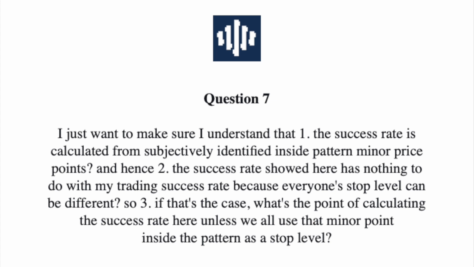And hence the success rate shown here has nothing to do with my trading success rate, because everyone's stop level can be different. Yes, that's true. So that's why I categorize them into type 1 and type 2 breakouts. For type 1 and type 2 breakouts, if you're using very tight stop losses just below the chart pattern boundaries, you can take that as the possible pattern breakout success rate, because even if you're using a tight stop loss and aggressively managing those, type 1 and type 2 wouldn't have triggered your stop.